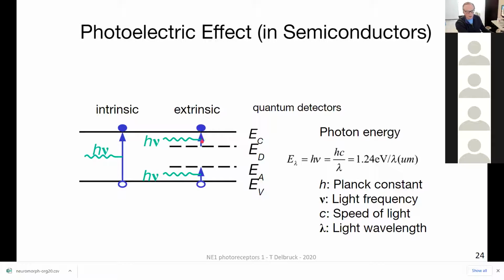You can also make electron hole pairs from the so-called states that are in the middle of the band gap, but we won't talk about them because that's something you don't want to happen.